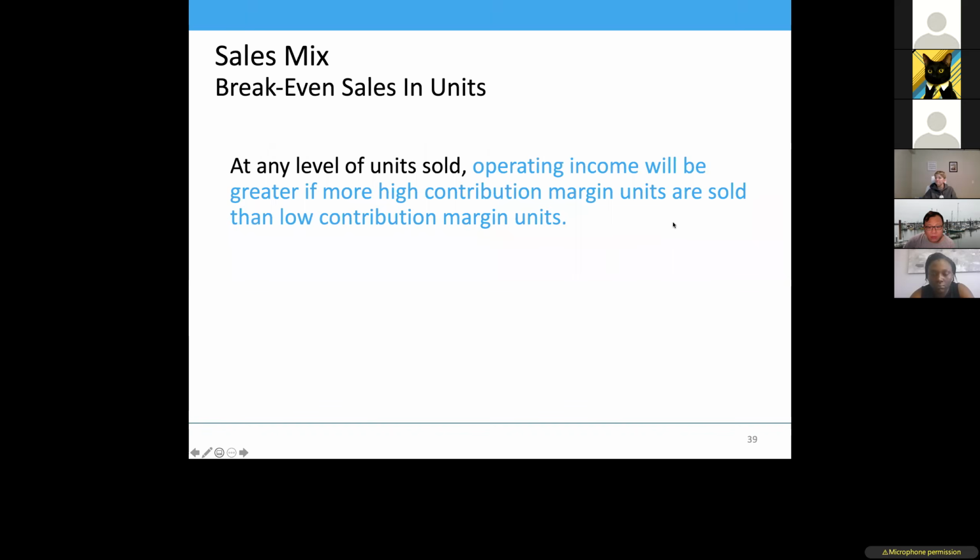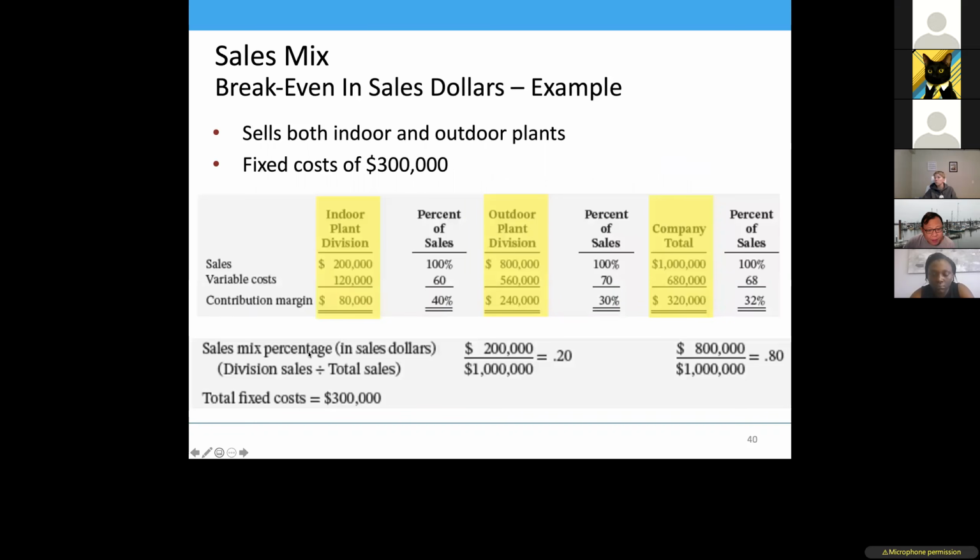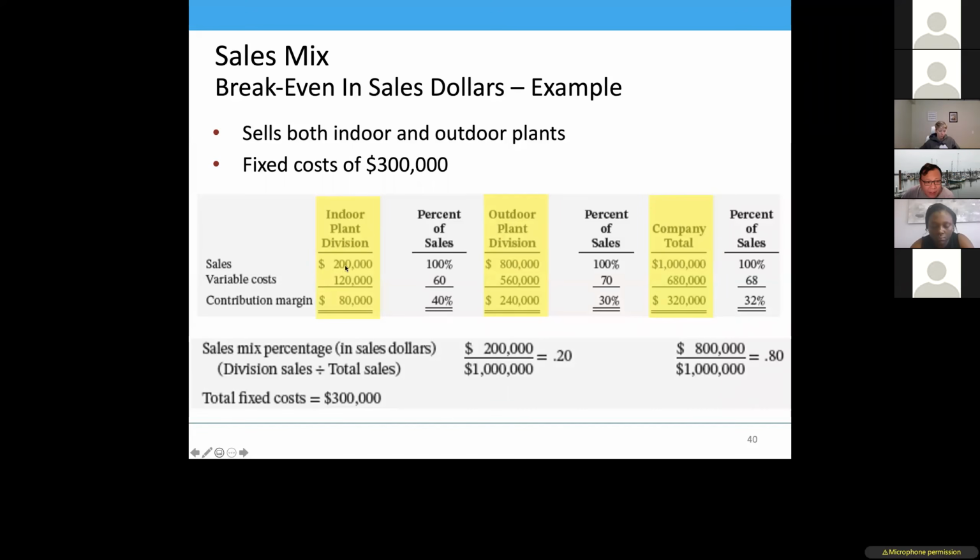So what's the sales mix percentage? How did you calculate this? The indoor plant division has 200,000 in sales, and the outdoor plant division has 800,000 in sales. Together, the company total sales is 1 million. So the sales mix for the indoor plant division would be 200,000 divided by the total 1 million, so that's 20%. And for the outdoor plant division, the sales mix is 80%.